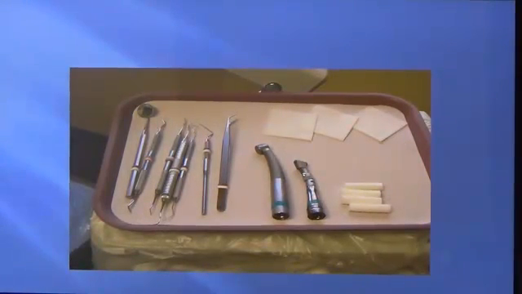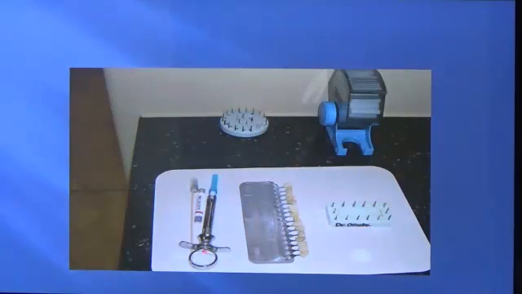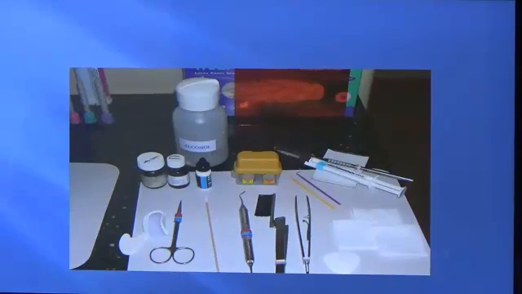This is our setup here. Okay, I got my high speed, slow speed, cotton rolls, gauze, and my basic setup here. In the back, I've got my anesthesia, my porcelain shade guide, my diamond burrs, and my extra burrs, cotton rolls in the back. On Yessie's side, here we have our impression tray. This is called a triple tray.